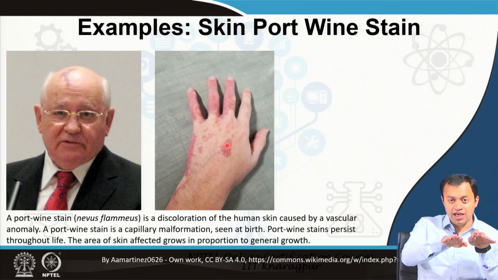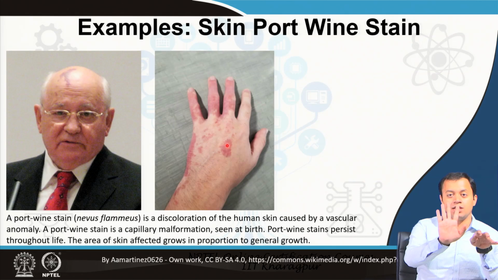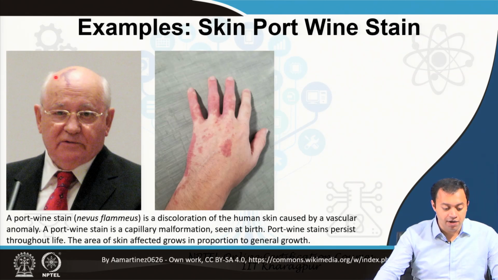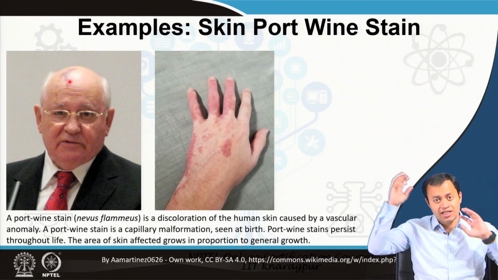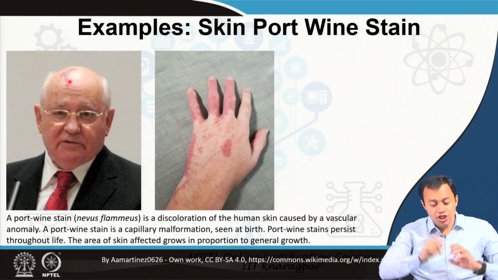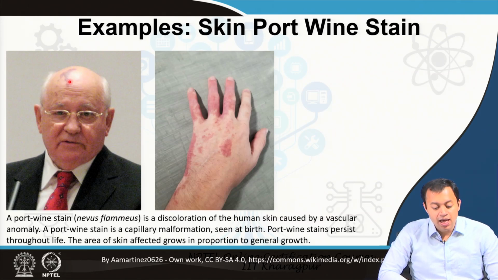Usually they are supposed to go like this, but they have gone like this, and this kind of pigmentation has happened, and the area of the skin affected grows in proportion to the general growth. So, it is not that if you grow older, this will simply cease to exist or become smaller, or the other parts of your body or head or skin will expand and this becomes tinier and tinier. This is not that. This is just malformation of the capillaries, malformation of the blood vessels.